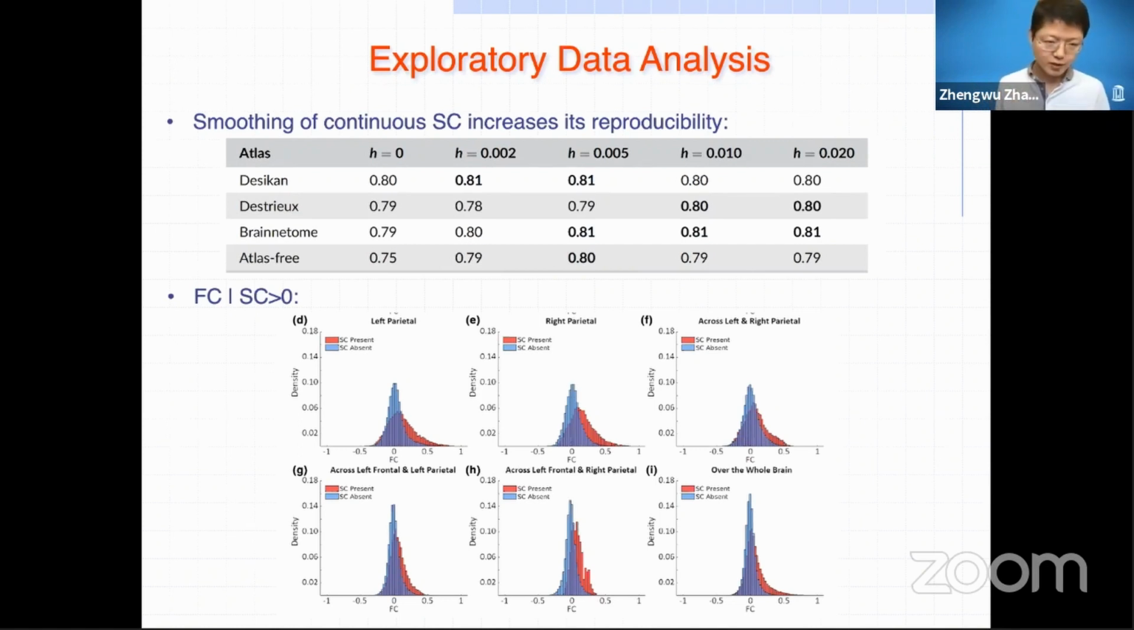Some figures were shown before, but here we reproduce this result and demonstrate that functional connectivity with structure connection usually has a higher mean value. So we can see there are two histograms of functional connectivity with and without structure connections.